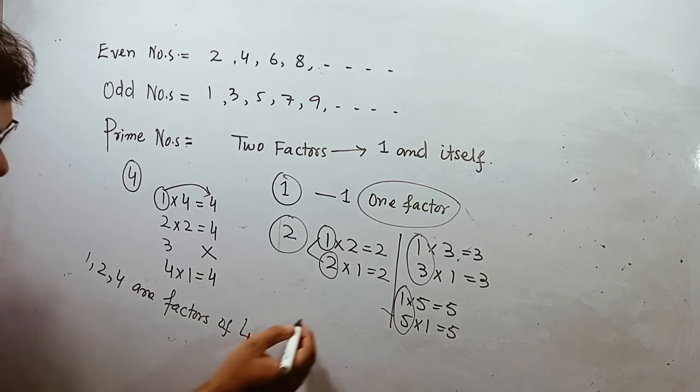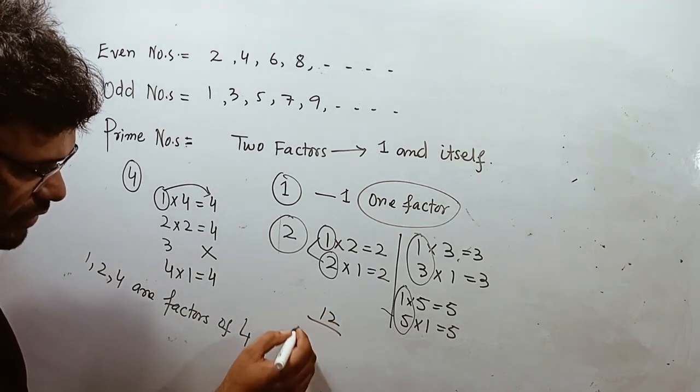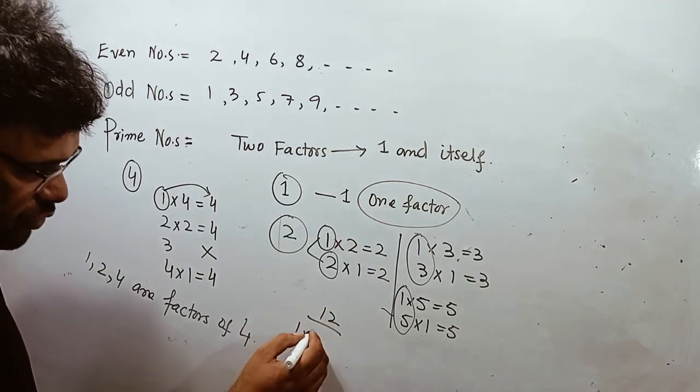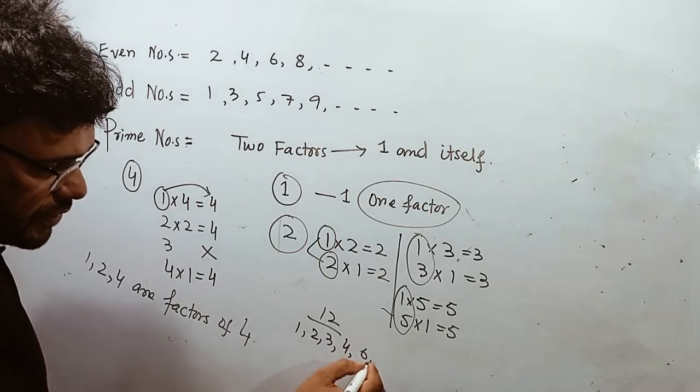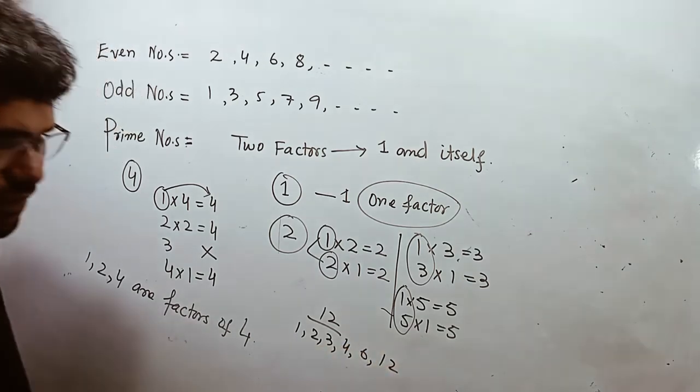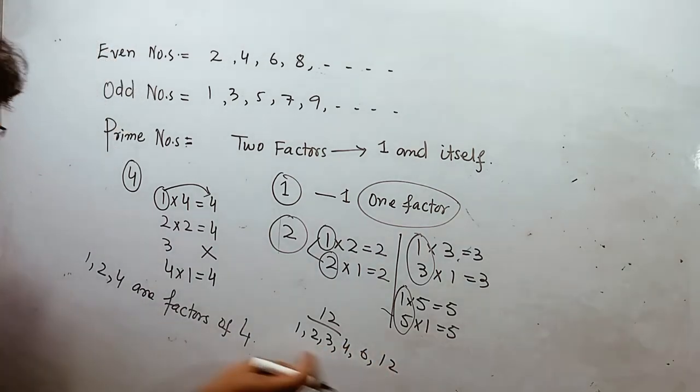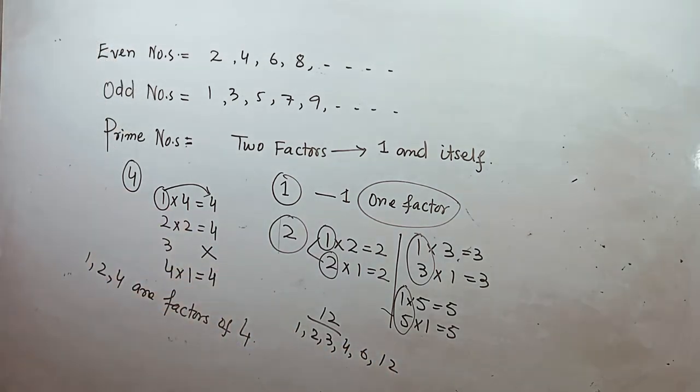And next we can take the example of 12. Here you can see 1 can divide the 12, 2 can divide the 12, 3 can divide the 12, 4 can divide the 12, 6 can divide the 12 and 12 can divide the 12. All these numbers are the factors of 12. So this is not a prime number because it should have 2 factors, 1 and itself.